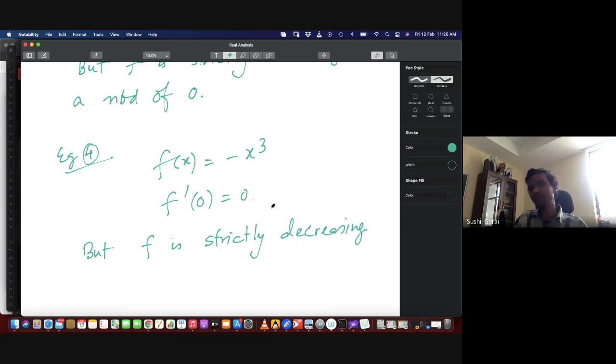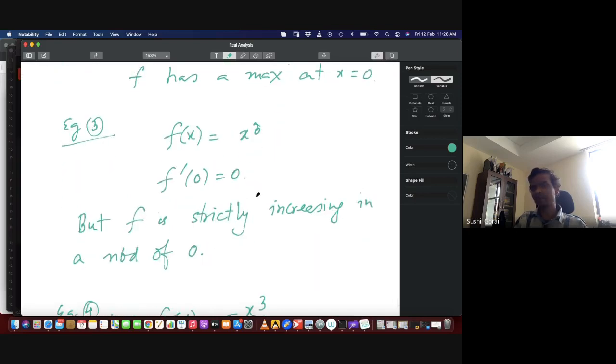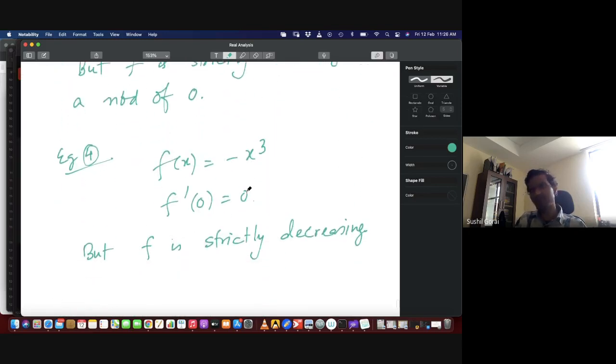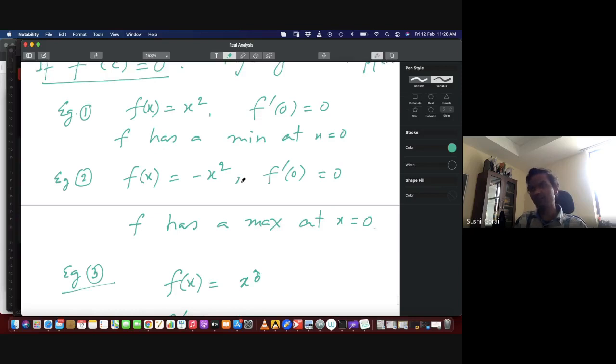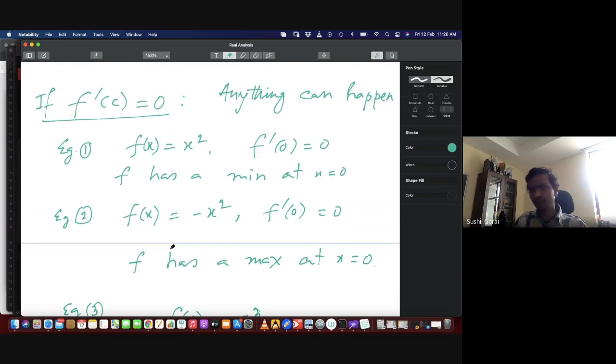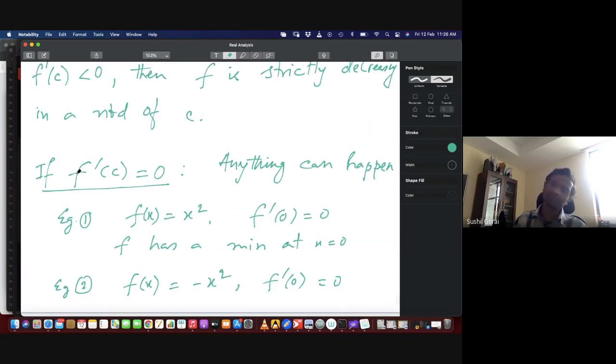So literally anything can happen. It can be strictly increasing, it can be strictly decreasing, or it can be neither increasing nor decreasing. At some point it can go to a maximum, and it can be a minimum as well. When the derivative is 0, that gives you some interesting stuff. Those points are called singularities of the function.